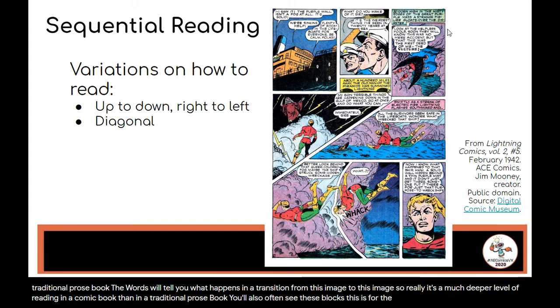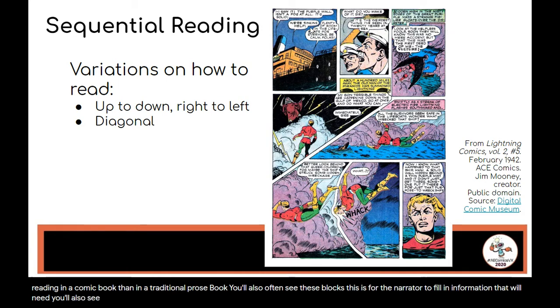You'll also often see these blocks. This is for the narrator to fill in information that we'll need. You'll also see, of course, these word bubbles. This is for the dialogue between the characters. So, again, as we're reading, we're going to start here, go to here, then down to here.